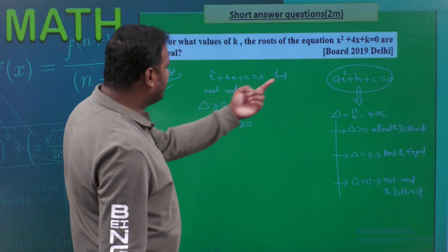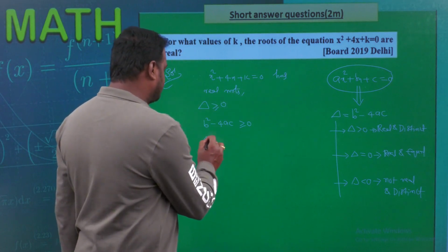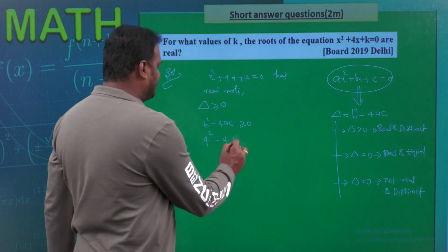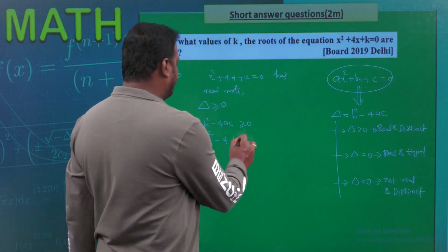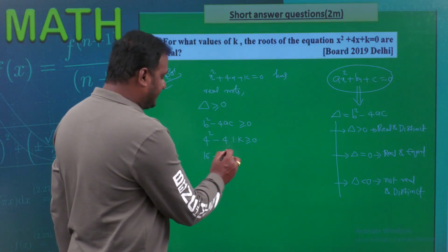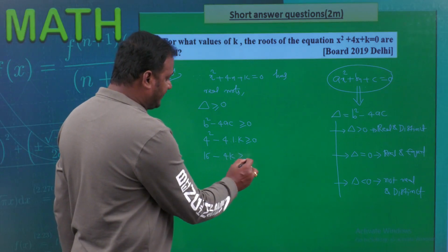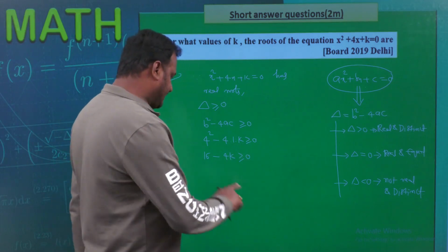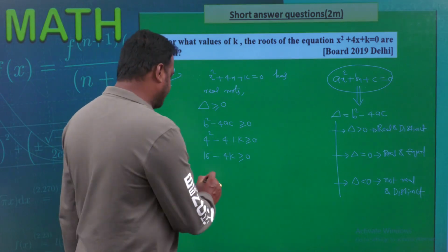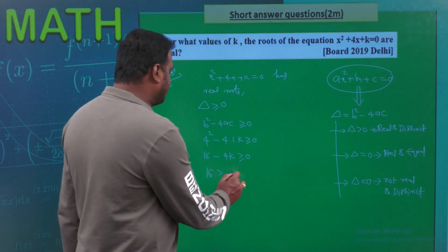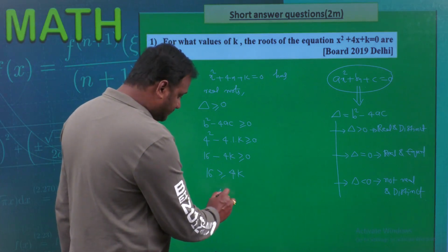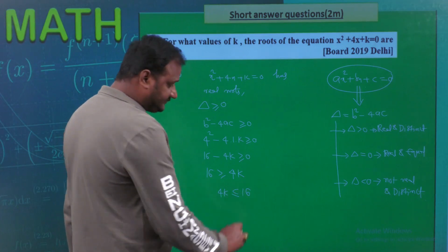The value of b is 4. So it is 4 square minus 4 into a, the coefficient of x square, that is 1, into c, which is k, greater than or equal to 0. So finally 4 square is 16 minus 4 into 1 into k, that is 4k, greater than or equal to 0. Let us transpose minus 4k to the right hand side. Then 16 greater than or equal to 4k. Can we write 16 greater than or equal to 4k as 4k less than or equal to 16?